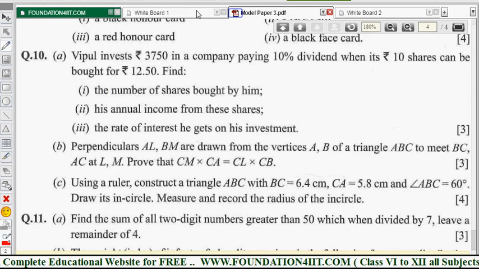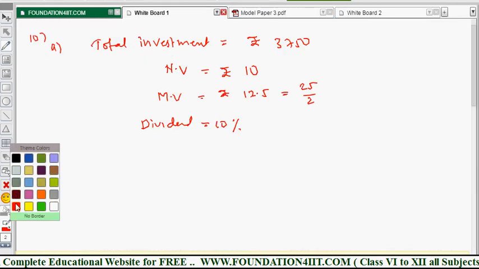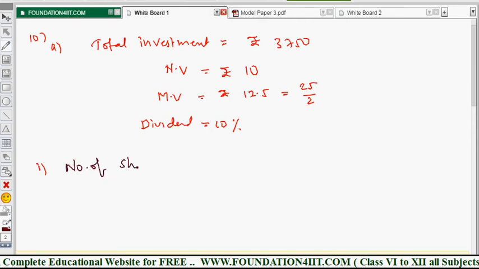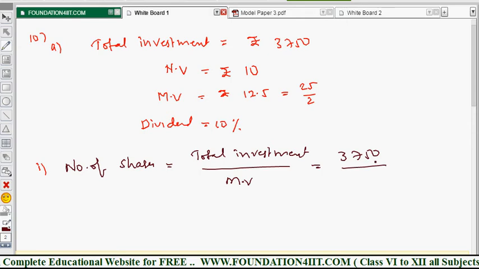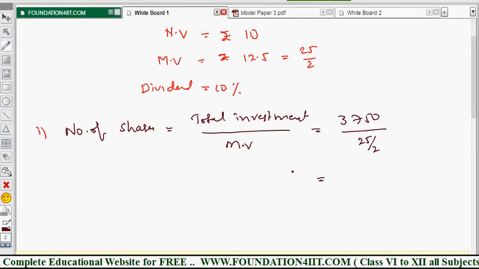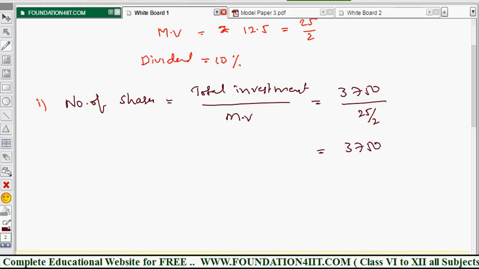First one is the number of shares. So we should know the formulas. If you want to find out the number of shares, number of shares is equal to total investment by market value on one share. The total investment is 3750, market value on one share is 25 by 2. This you can simplify. You'll get the number of shares, that is 3750 into 2 by 25. 150, so then you get 300 into 2. Yes, so 300 is the number of shares.